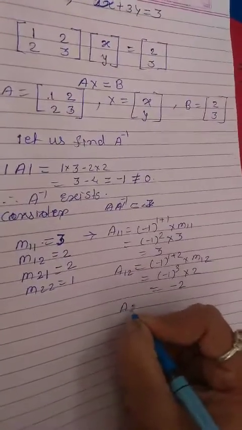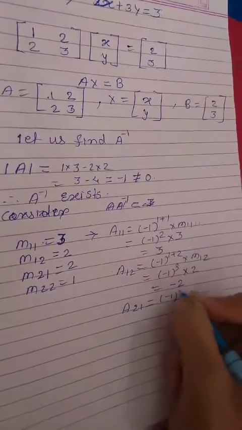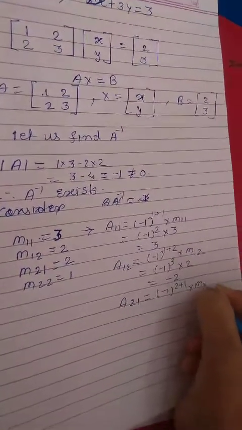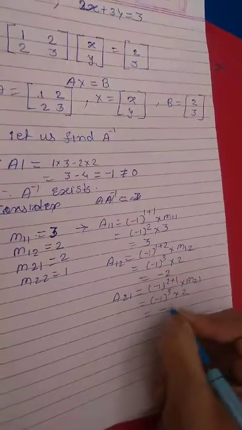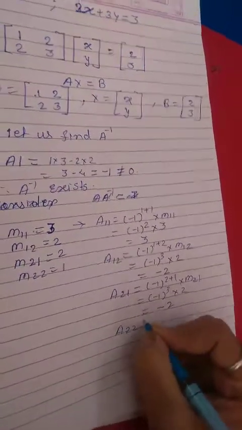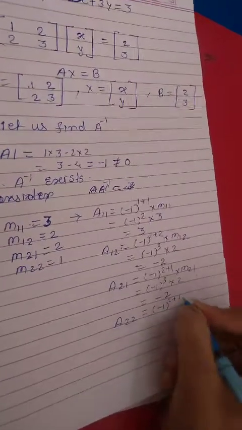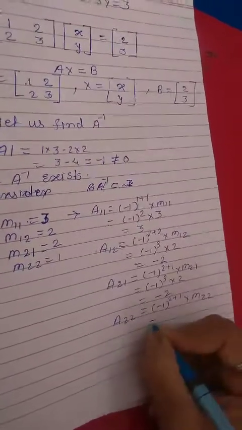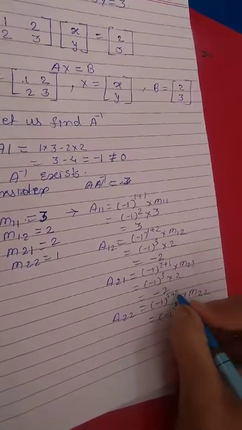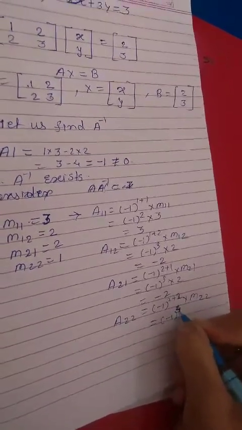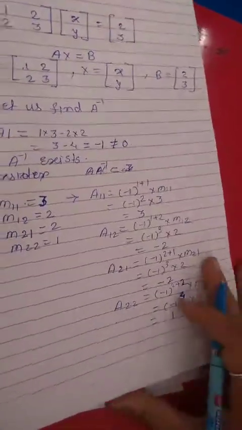Then A21, (-1)^(2+1) into M21, so (-1)^3 into 2, so -2. And A22 is (-1)^(2+2) into M22, so (-1)^4, into M22 is 1, so again the answer is 1.